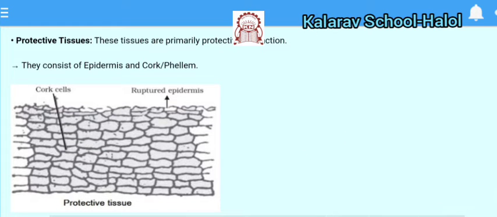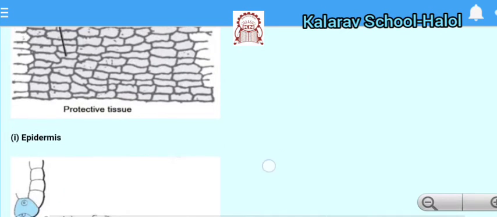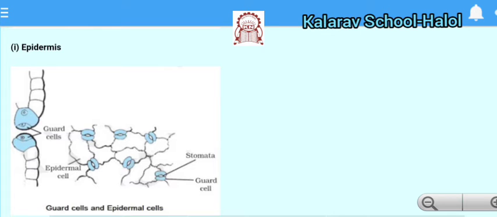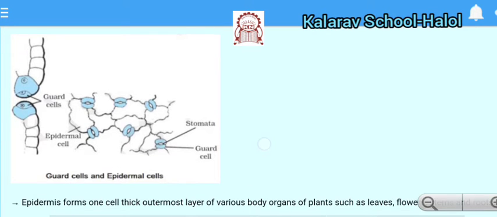These tissues are primarily protective in function, as the name indicates. They consist of epidermis and cork or phellem. Here you see a ruptured epidermis and here a cork cell. It provides protection to the organ. Here you see the epidermis with guard cells. Epidermal cells have stomata and guard cells. Guard cells close and open the stomata, as you know very well, for the purpose of photosynthesis in the plants. Here are the guard cells and epidermal cells.